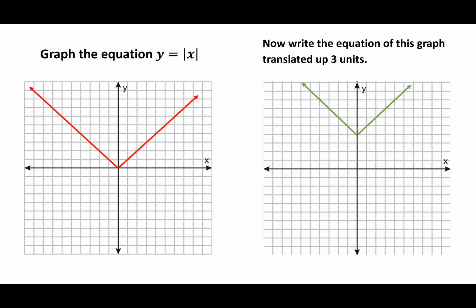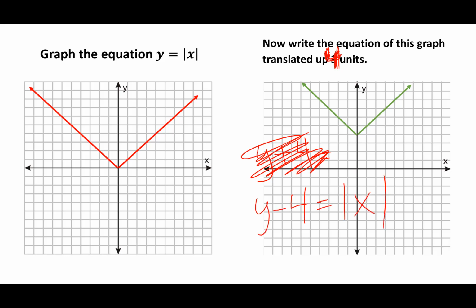Anyway, if you have the equation y equals the absolute value of x, and you want to write the equation of the graph translated 4 units up, let's change that to a 4, because that graph is 4 units up, not 3 units up. If you want to rewrite this equation so that it moves the graph up 4 units, you subtract 4 from y to make the graph go up.